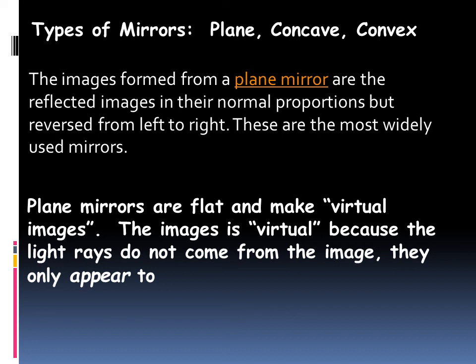So plane mirrors are flat and make virtual images. The image is virtual because the light rays do not come from the image, they only appear to. Means whatever the thing is, that it will appear.